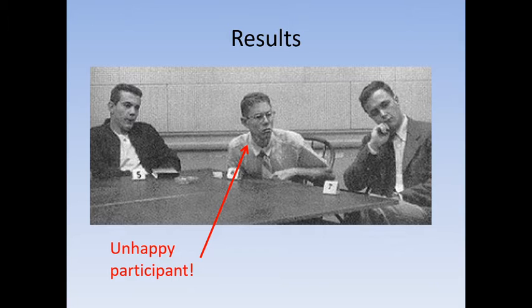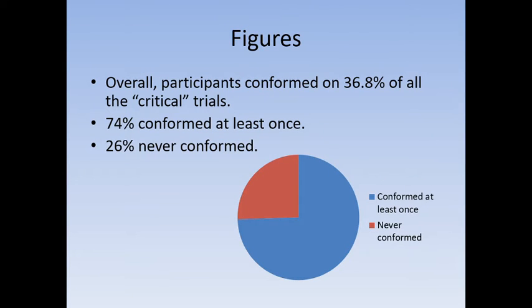Okay, so what did he find? This first figure is often misunderstood. Make sure you understand what it means. 36.8% conformity rate on all of the critical trials. So if Asch took all of the 12 critical trials for every participant across all of his trials, and counted the number of times people conformed, that's the percentage. So 36.8% conformity rate out of all the critical trials which took place.